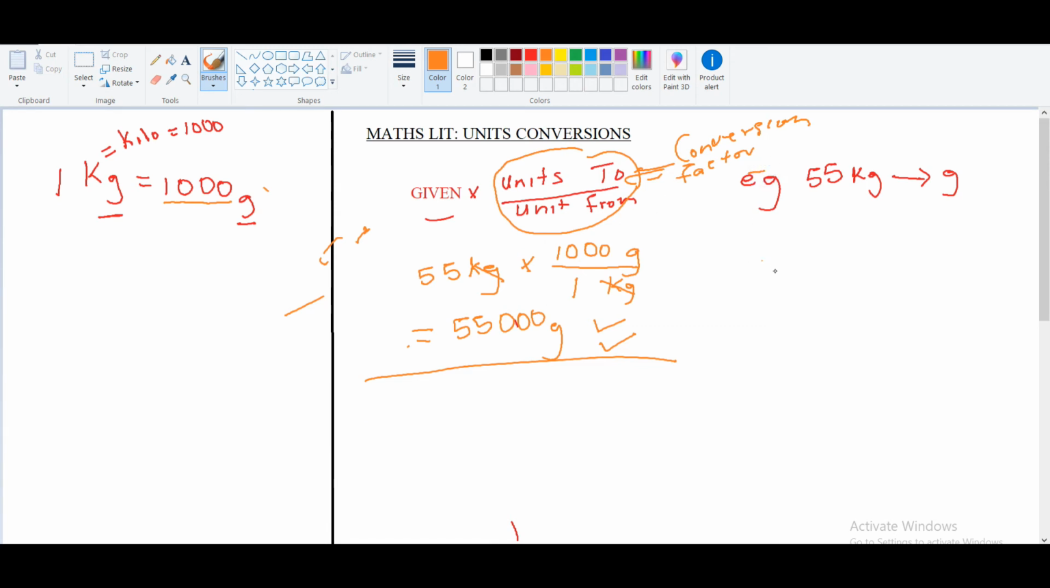The second one, let's say we convert now 5 kilometers to meters. Now you need to have the conversion factor, because it will guide you how to convert. So now you ask yourself, what is the relationship between the units that you are asked to convert? The relationship between kilometer and meters.